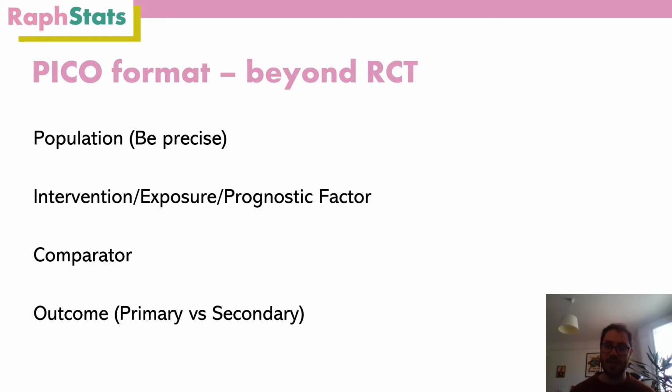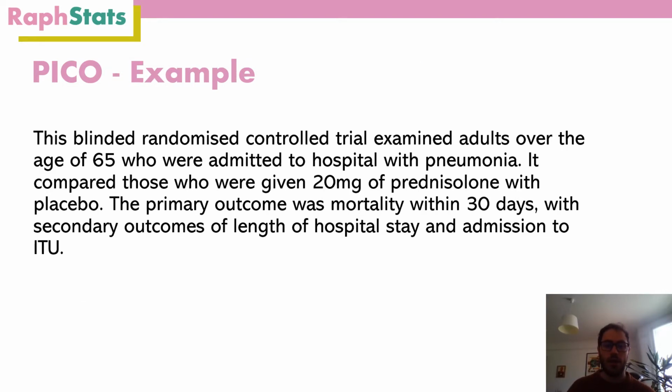And then just sort of hinting at the outcome. It's often not just one outcome. So modern day trials, but also observational studies, will be looking at several different outcomes. And normally these are split into primary and secondary. So that should also probably be included in your summary.